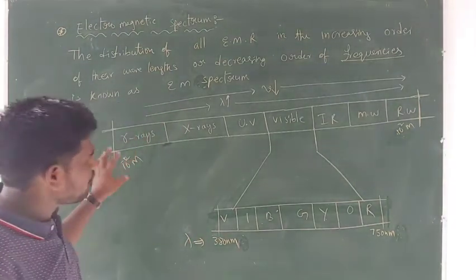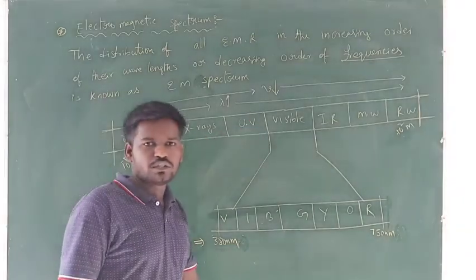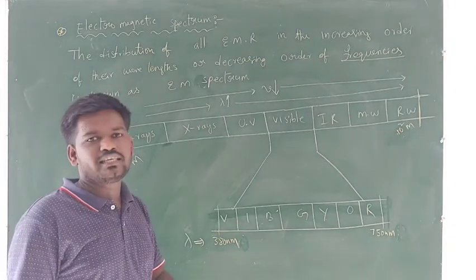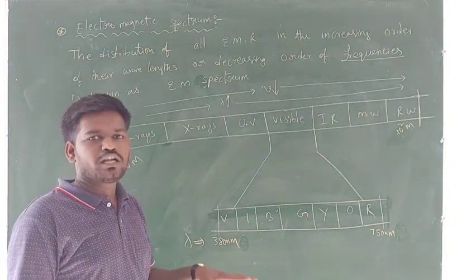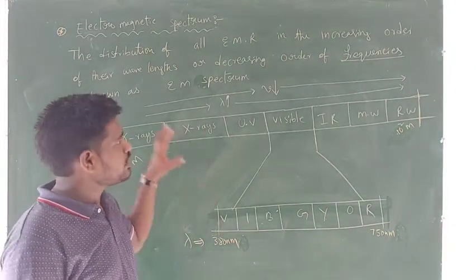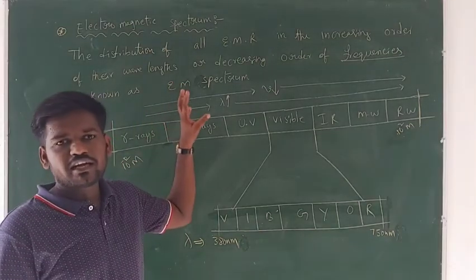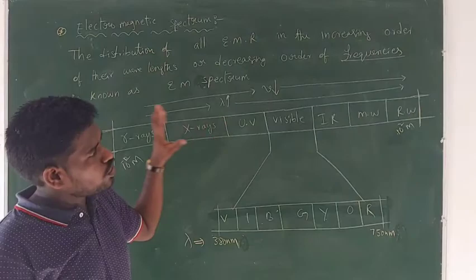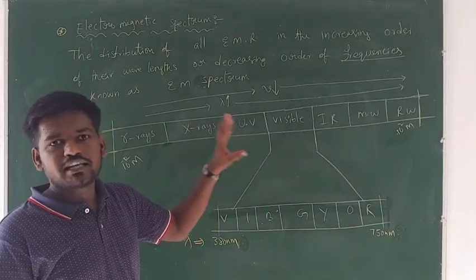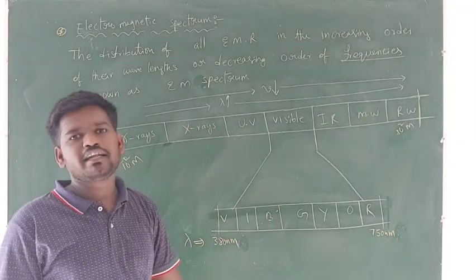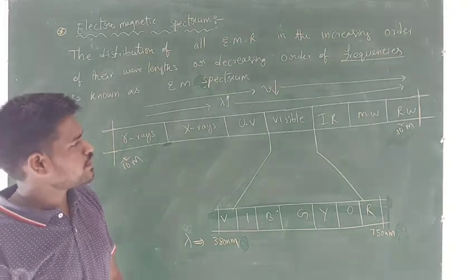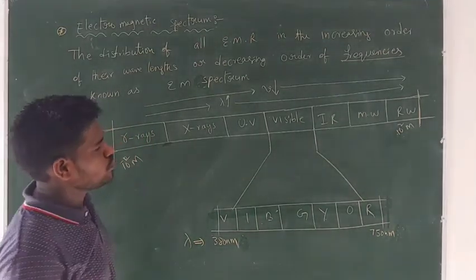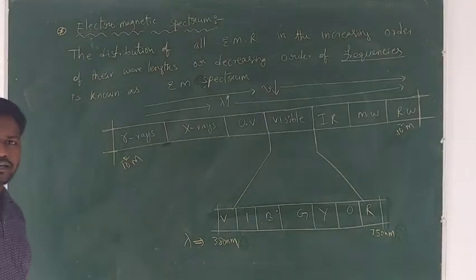So from gamma rays to radio waves, wavelength increases. So based on the difference in the wavelength, first we can classify the electromagnetic radiations into certain types. Now if you arrange all the radiations in the increasing order of their wavelength or decreasing order of frequency, it is known as the electromagnetic spectrum.